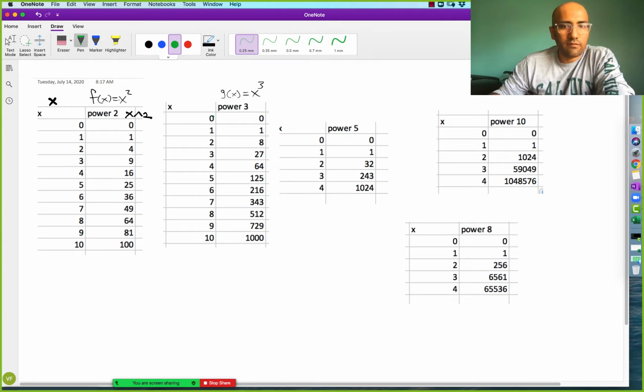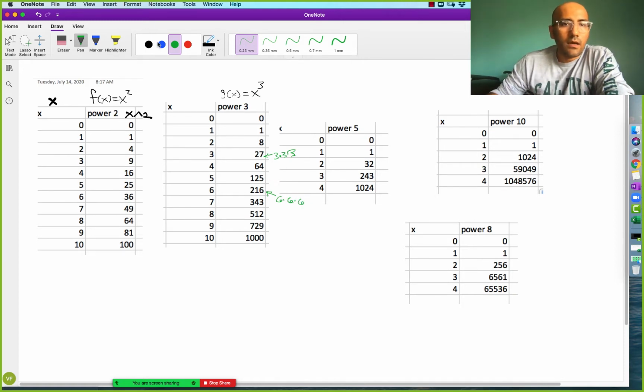Let's just confirm some of these things. So this one right here is 3 times 3 times 3. That's what 27 is, right? And this one is 6 times 6 times 6, right?